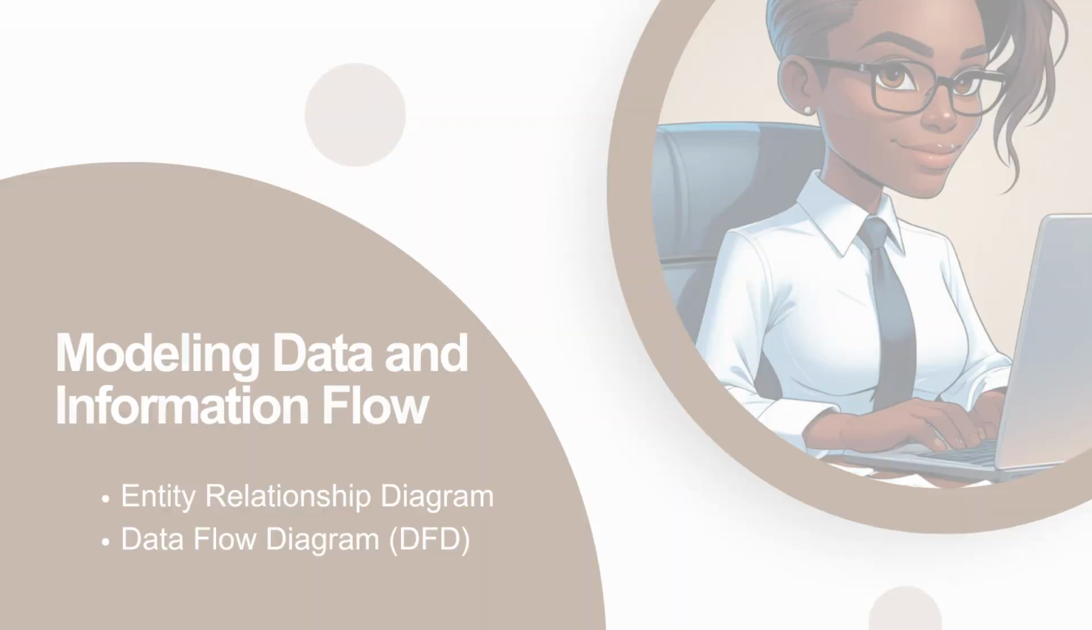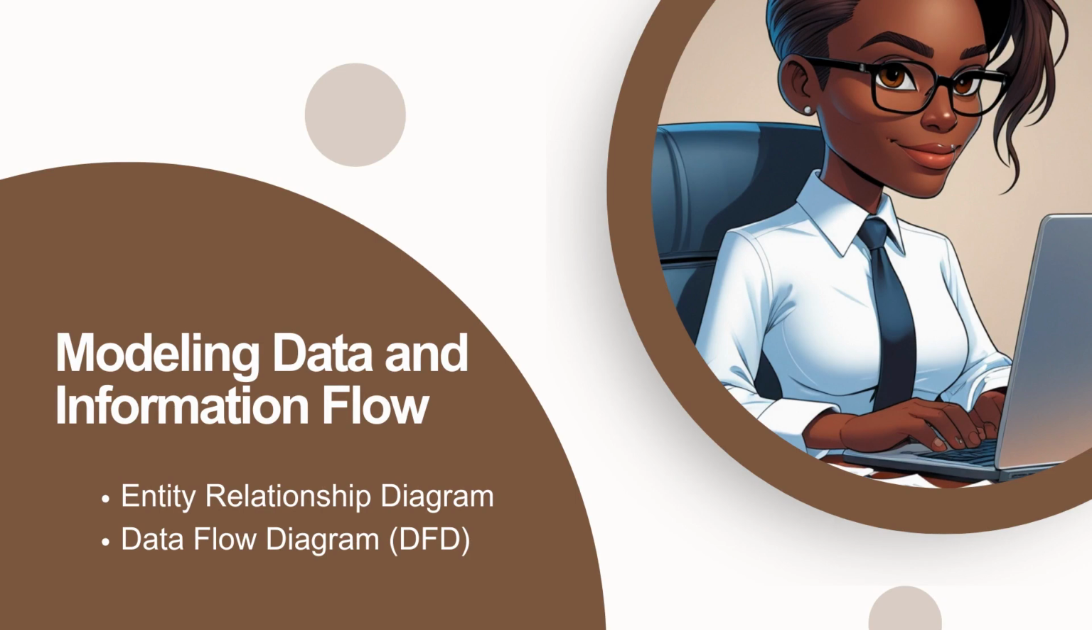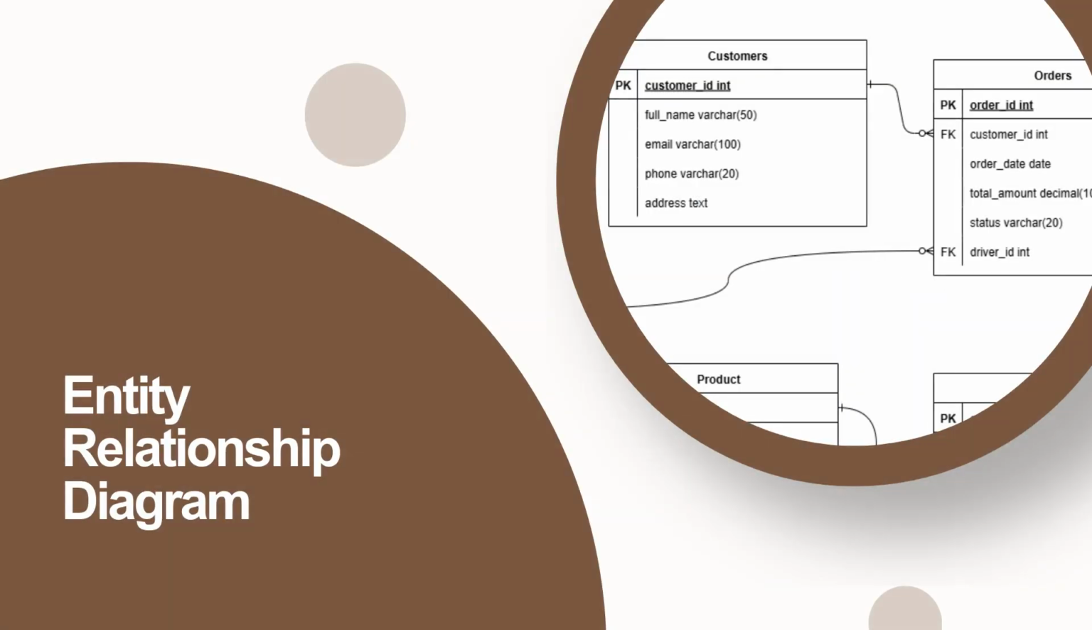Finally, let's consider a couple of diagrams that you would use for modeling the flow of data and information in your system. We would begin by looking at the one called the entity relationship diagram. An entity relationship diagram represents the structure of data. So it shows the entities, which are the things. It shows the attributes, which are like their properties, their features, and it shows the relationships that the entities share.